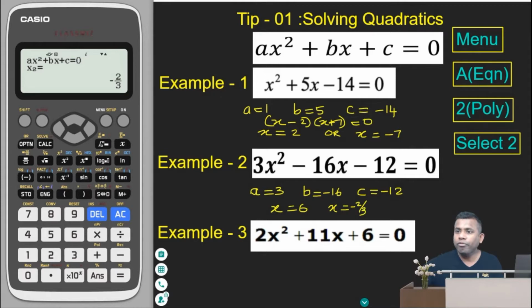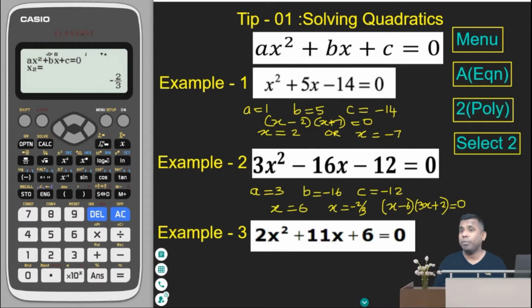What does that mean? Your factorized format is x minus 6 and 3x plus 2. That is the correct answer. If you equate each bracket to 0, you will get the answer.